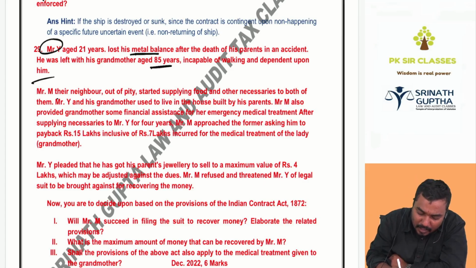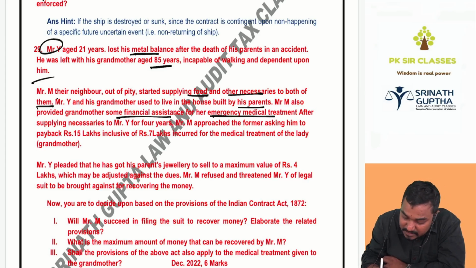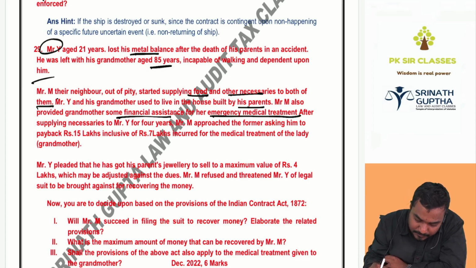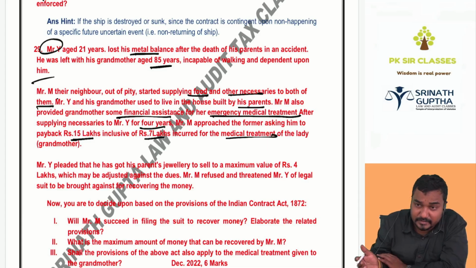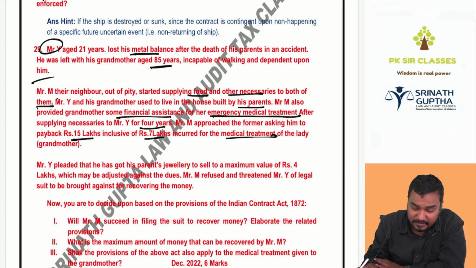Mr. M, a neighbor, out of pity, started supplying food and other necessaries to both of them, the incompetent person and his grandmother, who used to live in the house built by his parents. Mr. M also provided the grandmother some financial assistance for her emergency medical treatment. After supplying necessaries to Mr. Y for 4 years, M approached him asking him to pay back 15 lakhs, inclusive of 7 lakhs incurred for the medical treatment of the grandmother. So out of 15 lakhs, 8 lakhs is for Y, 7 lakhs is for the grandmother.